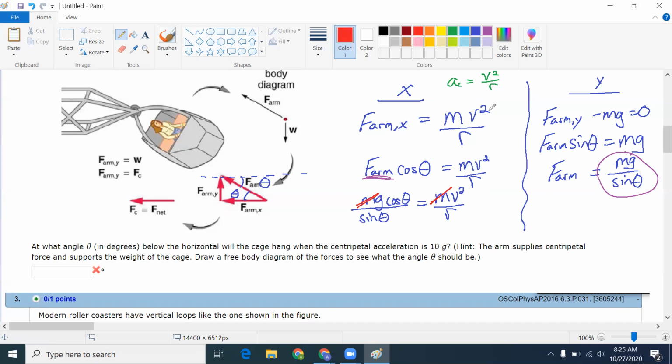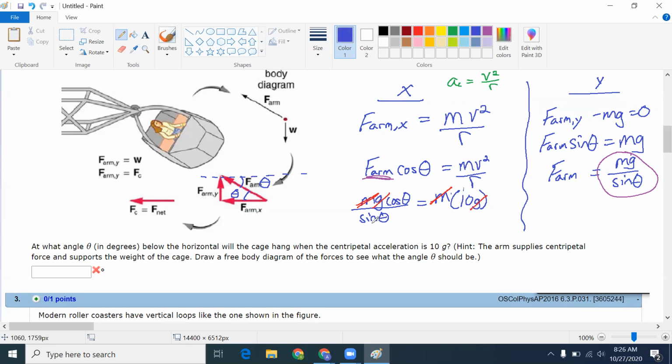I actually never needed to put in the v squared over r because it already gave me the acceleration is 10g. So what I'm going to do is replace v squared over r with 10g. That was not necessarily a mistake, but an unnecessary step that I made earlier. This will cause the letter g to cancel out.